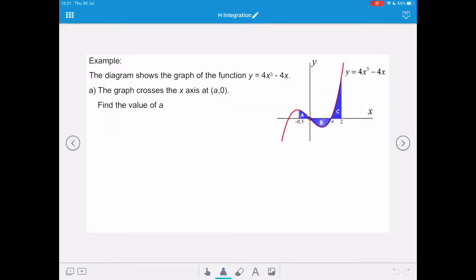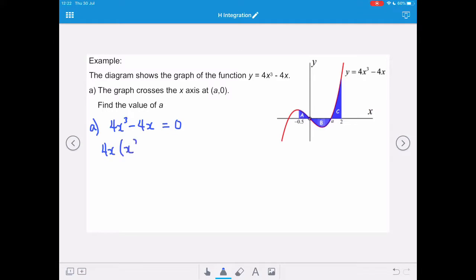So in this example, the diagram shows the graph of the function y equals 4x cubed minus 4x. And in part A, the graph crosses the x-axis at (a, 0), which is one of its roots, and we want to find the value of a. So we can do this by equating our function to 0 to find all of the roots, and then using the graph to determine which one is likely to be the value for a.